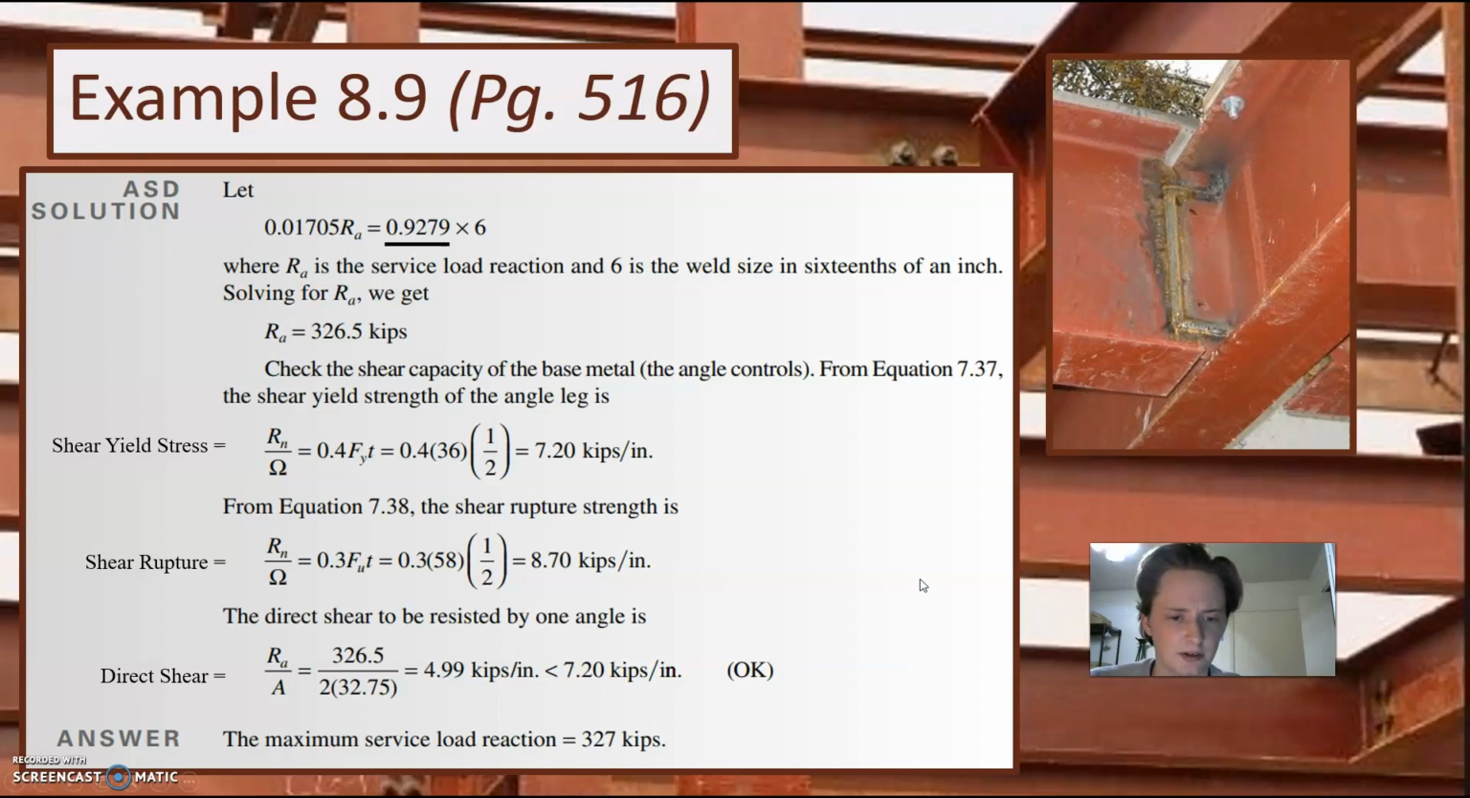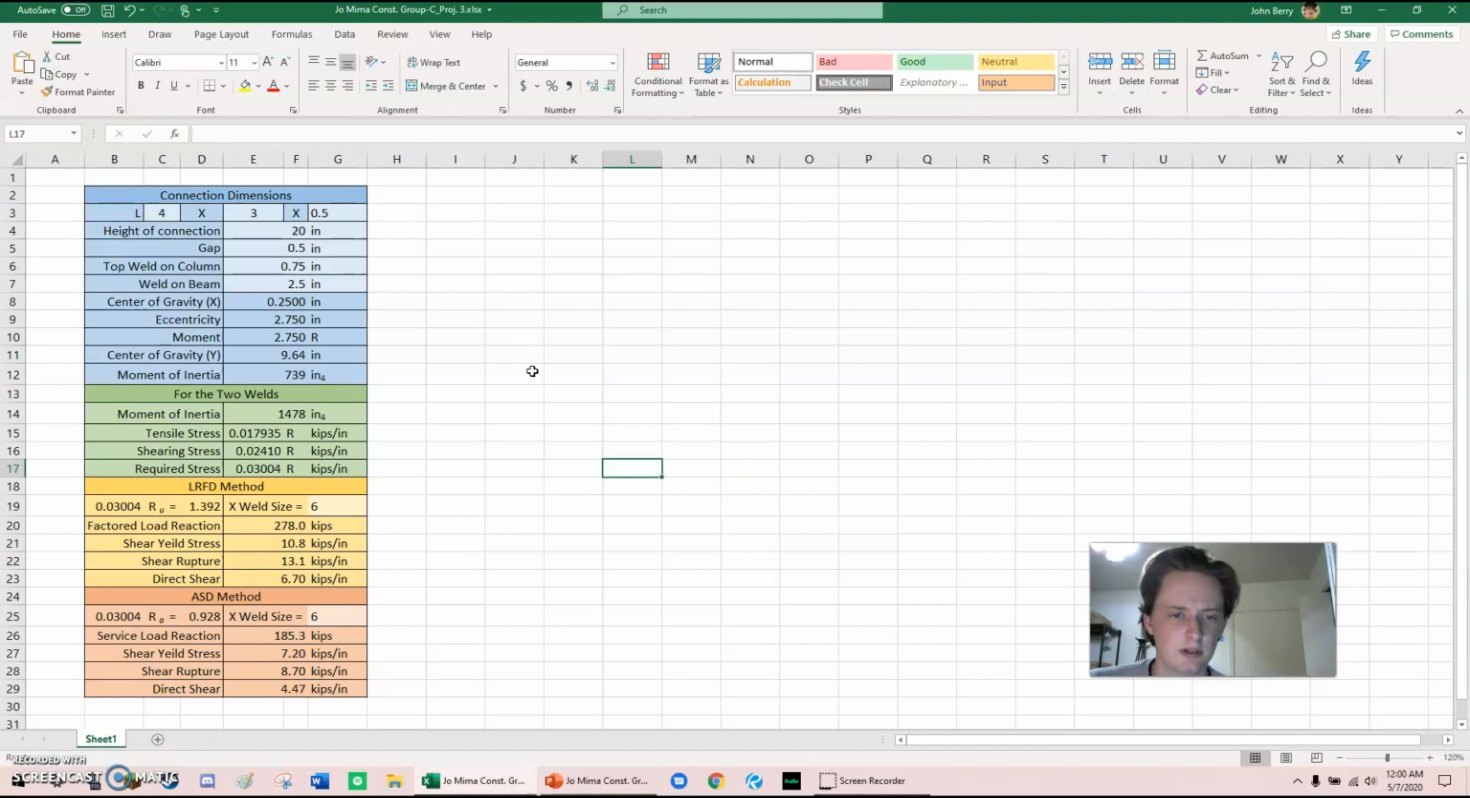So now let's go into our Excel sheet. Here's our Excel sheet. So as we said before, here's our service load reaction that we just got, and our factored load reaction. And if you remember the values, you can see that the values are the same. One way that you can use this Excel sheet, I'll go through now, you can change the height of the connection. Now if we were to decrease the height of this connection, it does what we expect it to, and it decreases the factored load reaction of this connection.